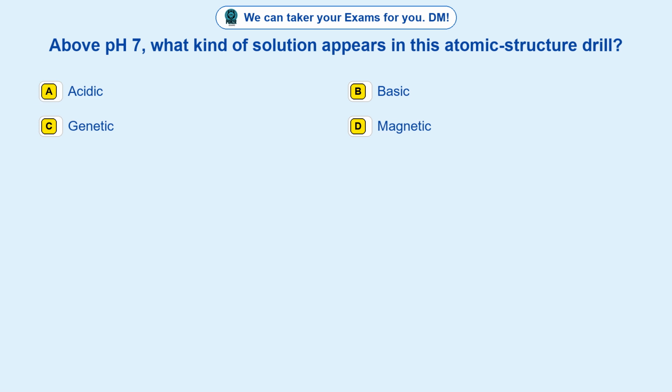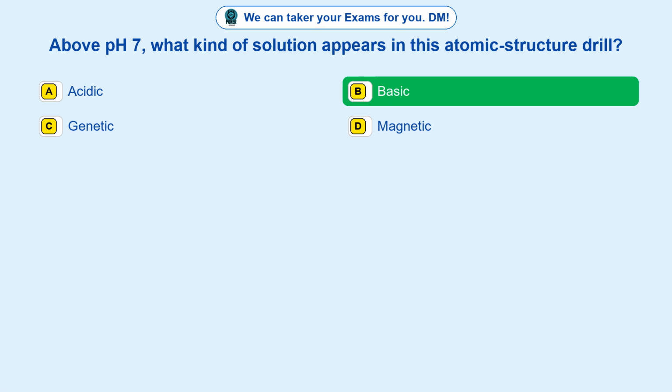Question 36. Above pH 7, what kind of solution appears in this atomic structure drill? Option A, acidic. Option B, basic. Option C, genetic. Option D, magnetic. The correct answer is option B, basic.